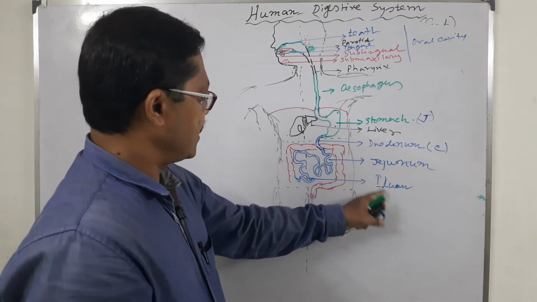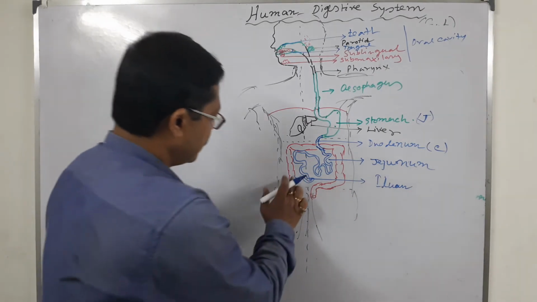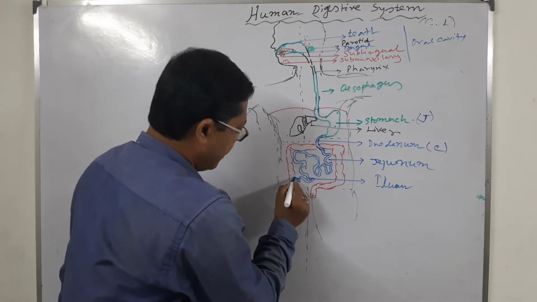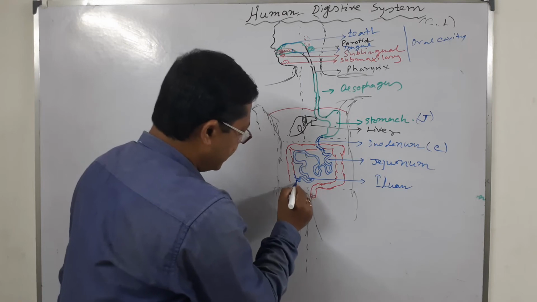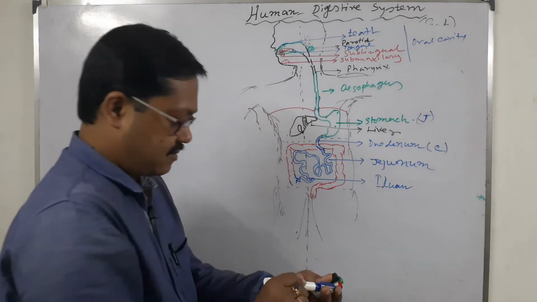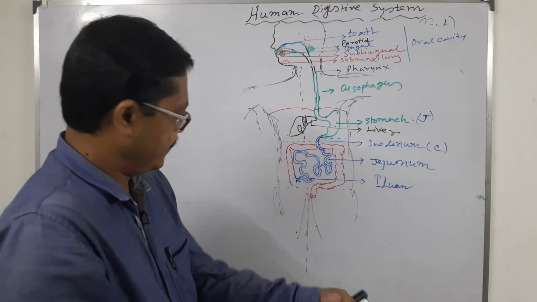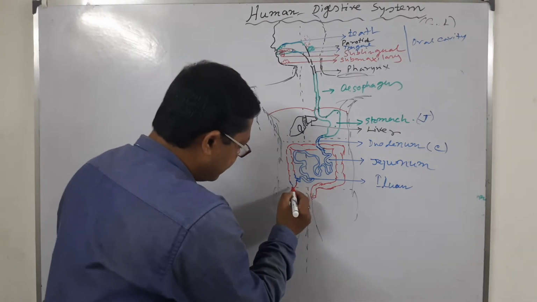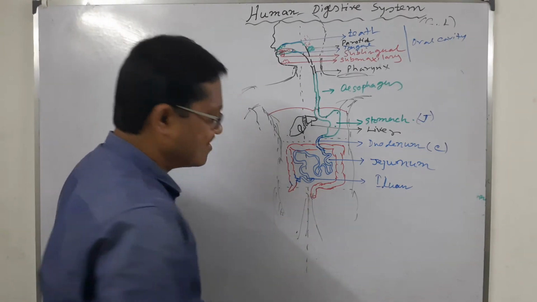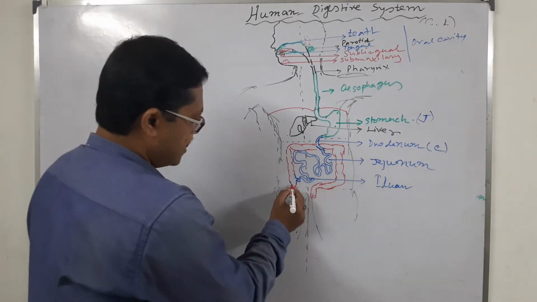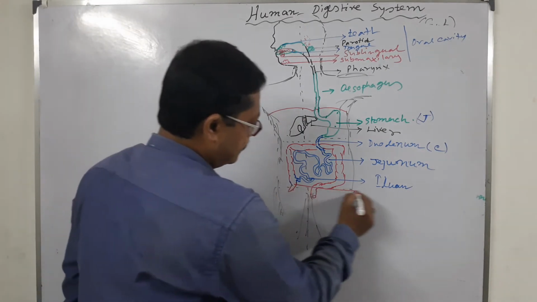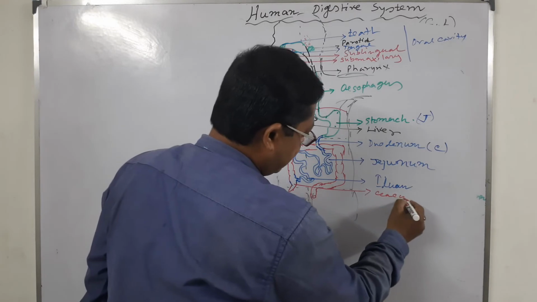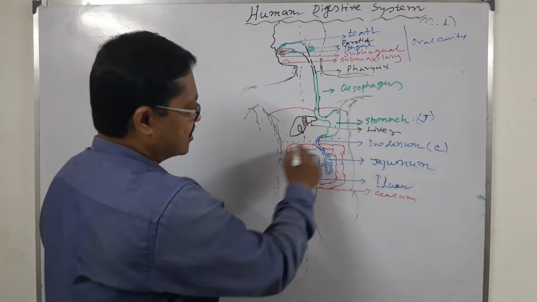Duodenum, jejunum and ileum. The ileum joins into the large intestine. In which part? It is called the cecum. Yes, it is called the cecum. The cecum is the part of our large intestine.